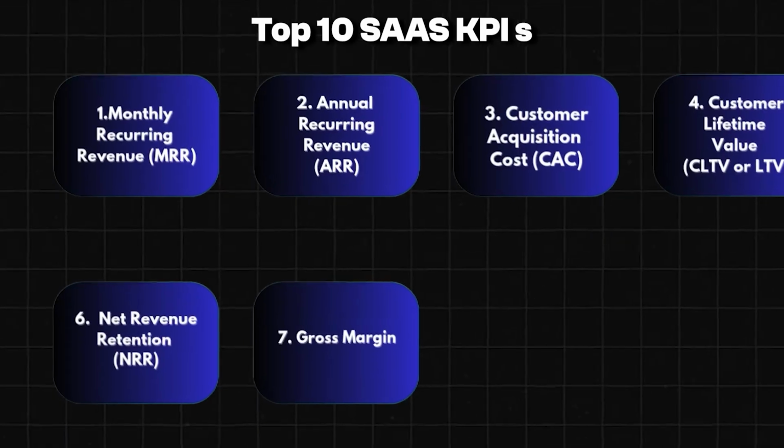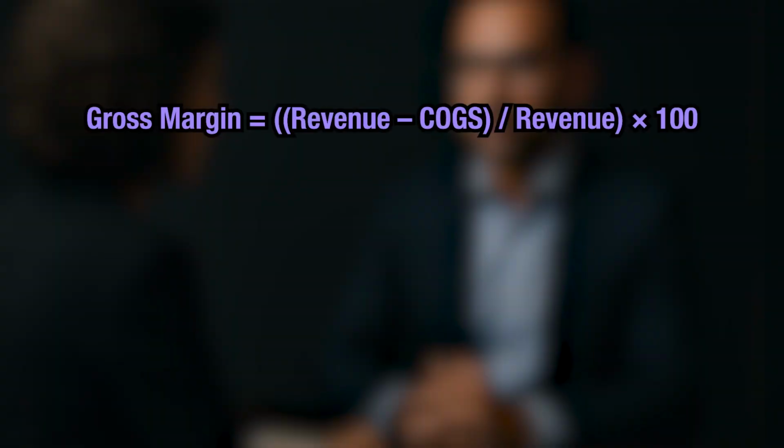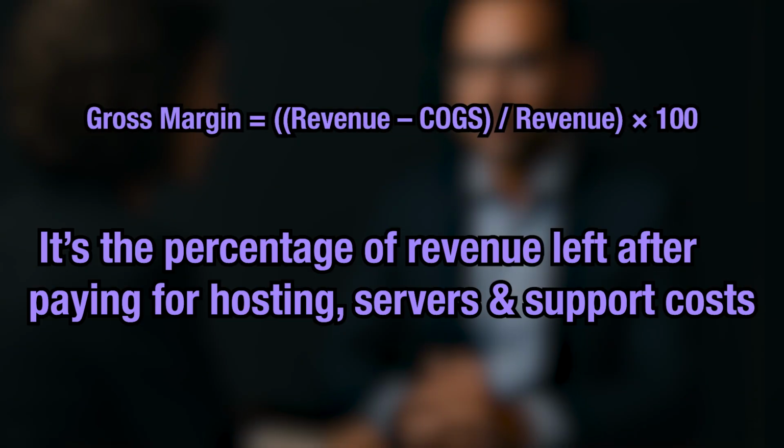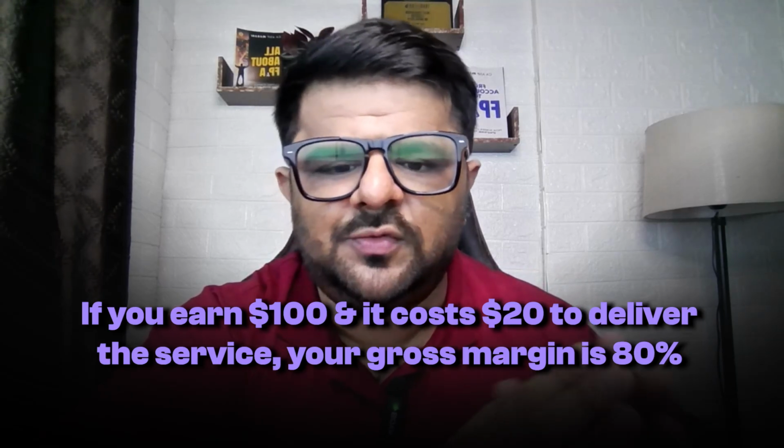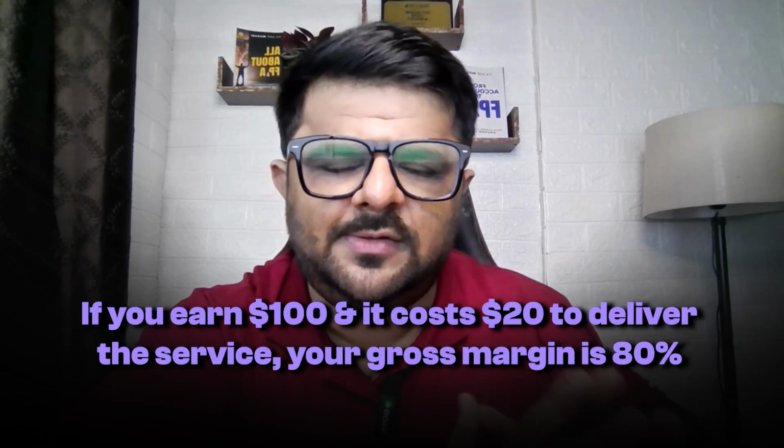So far, we have looked at customers and revenue, but what about the money you actually keep after all the costs? That's where the gross margin comes in. Next, we talk about the SaaS business KPI number seven, gross margin. High revenue is meaningless if a lot of it is eaten up by costs. So, gross margin shows your actual efficiency. In simple words, it is the percentage of revenue left after paying for all the expenses like hosting, servers, and the customer support cost. For example, if you earn $100 and it costs you $20 to deliver your service, then your gross margin is 80%.